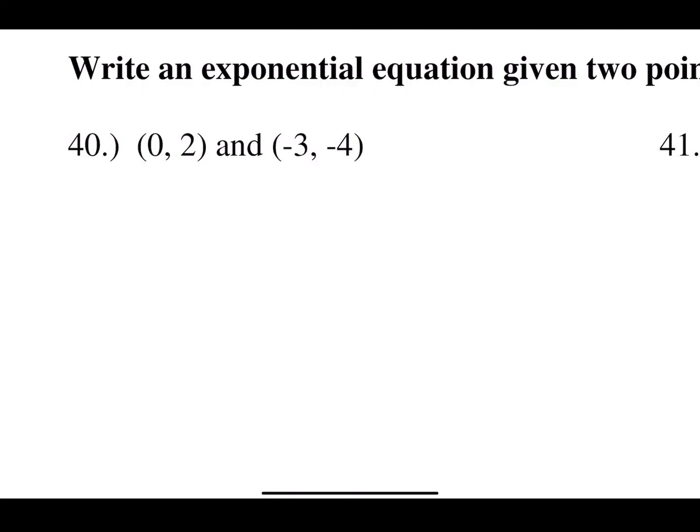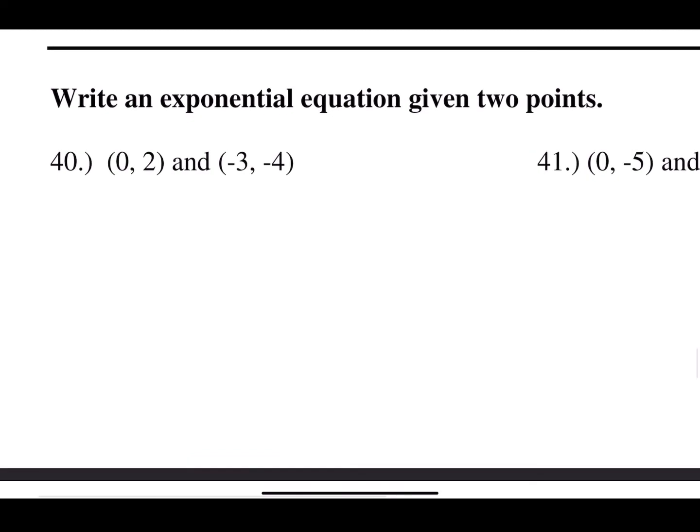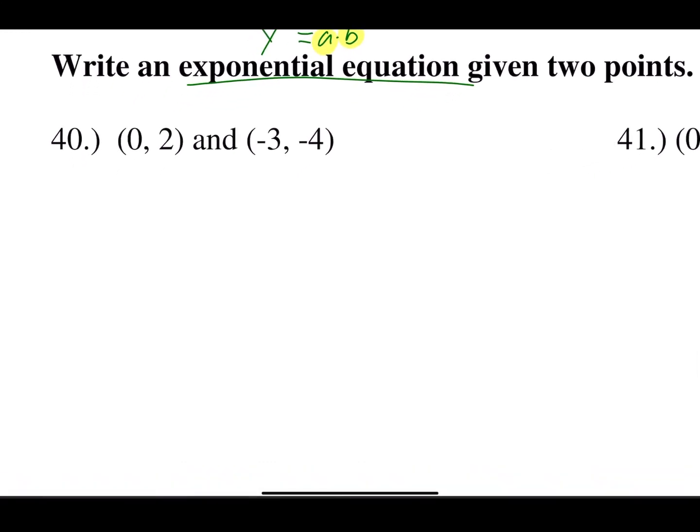Okay, the last set of problems we'll be looking at is write an exponential equation given 2 points. First, we need to know what an exponential equation looks like. They're all of the form y equals a times b to the x. And we need to find out what a and b are. For a, we should always check if a was given to us. Recall, a is an initial value. So (0, 2) is actually a because it's an initial value.